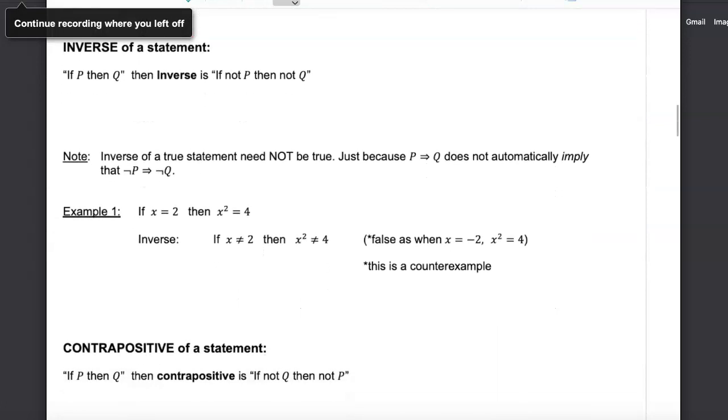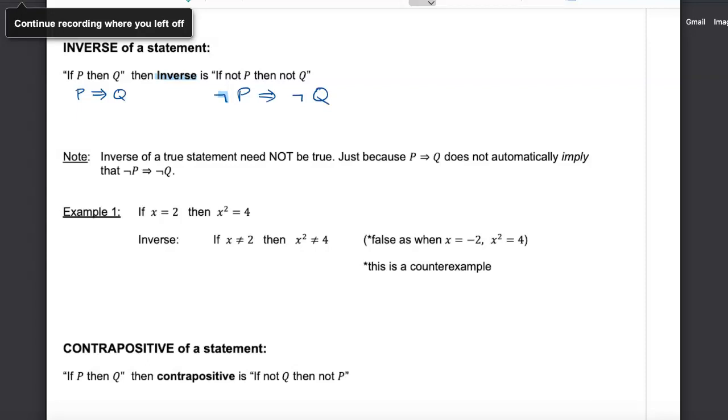Now we're going to consider the inverse of a statement. So we've got the statement if P then Q, which we know as P implies Q. The inverse is the negation of them both: if not P, then not Q. Again, with the inverse of a statement, just because the initial statement is true, it doesn't mean that the inverse is also true. It doesn't automatically imply that it's true.